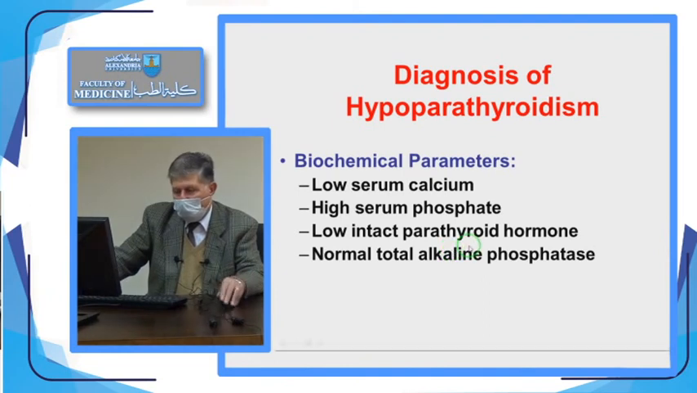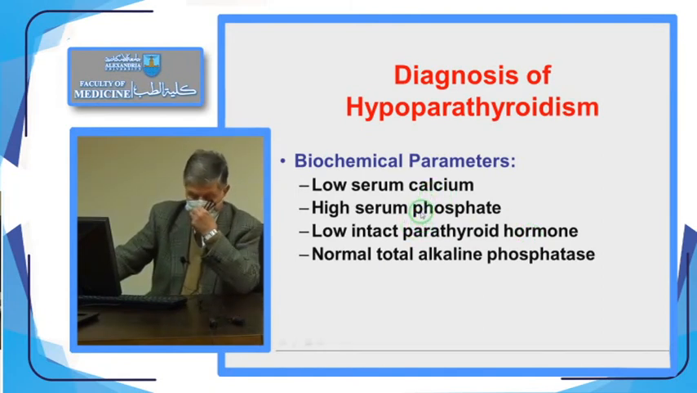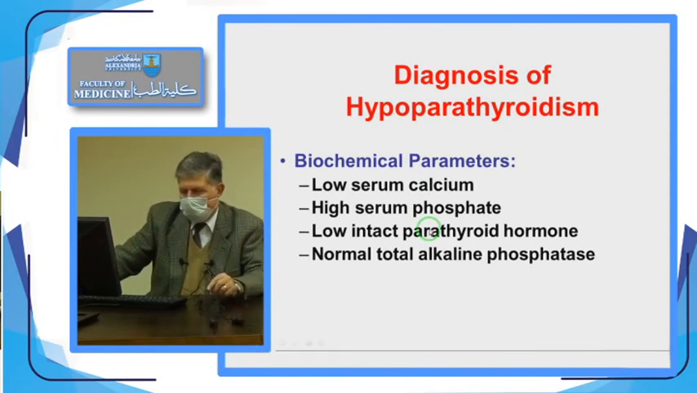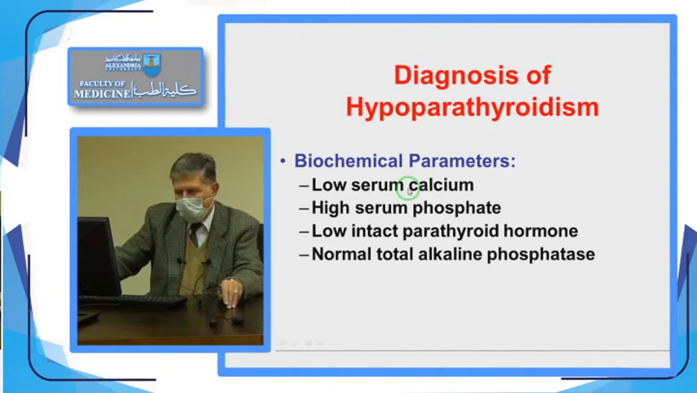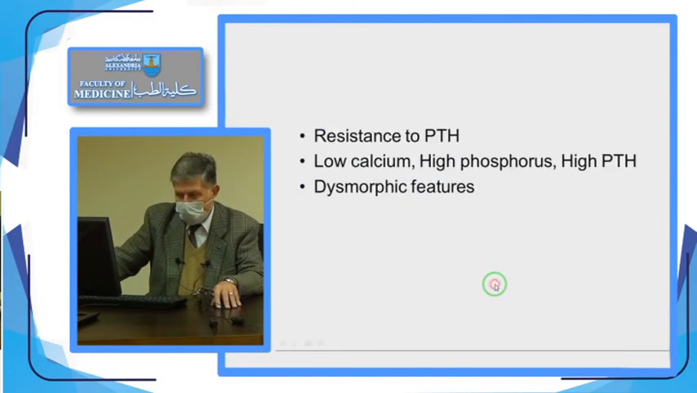The diagnosis of hypopara, of course, you will get low PTH hormone. The calcium will be low, and the phosphorus will be high. The reverse of primary hyperpara. Primary hyperpara, the calcium is high, phosphorus is low, and the PTH is high. But in patient with hypopara, whatever is the etiology, the calcium will be low, the phosphate will be high, and the PTH will be low. And the alkaline phosphatase will be normal, not like primary hyperparathyroidism.